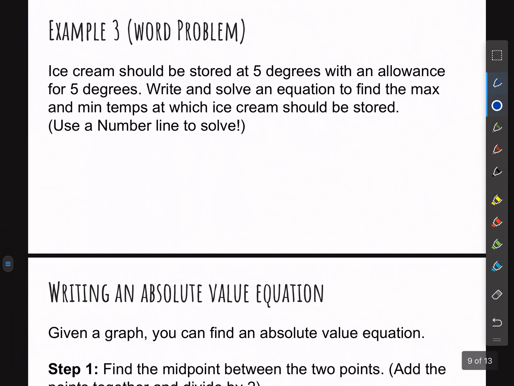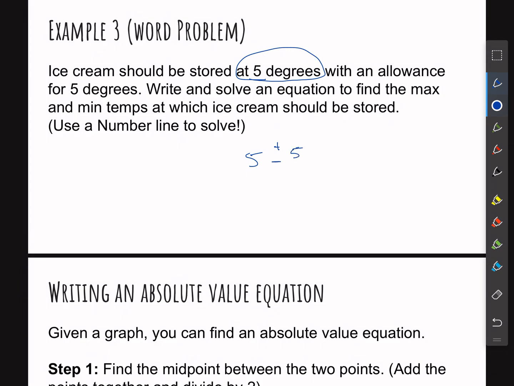For example 3, we have a word problem that says ice cream should be stored at 5 degrees with an allowance for 5 degrees. Write and solve an equation to find the max and the min temperatures at which ice cream should be stored. Use a number line to solve. Okay, so what this is saying is we should have ice cream stored at 5, right? But we could add 5 to that, or we could subtract 5 to that. So 5 plus or minus 5.